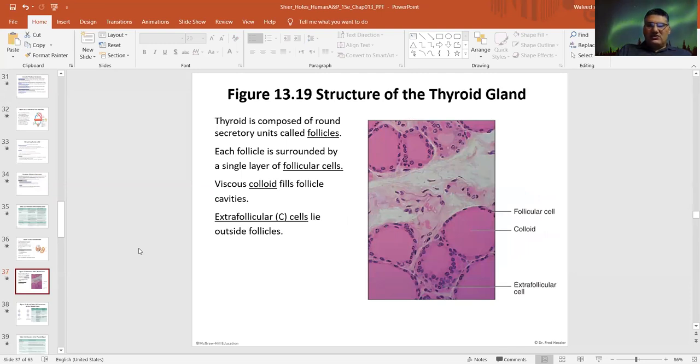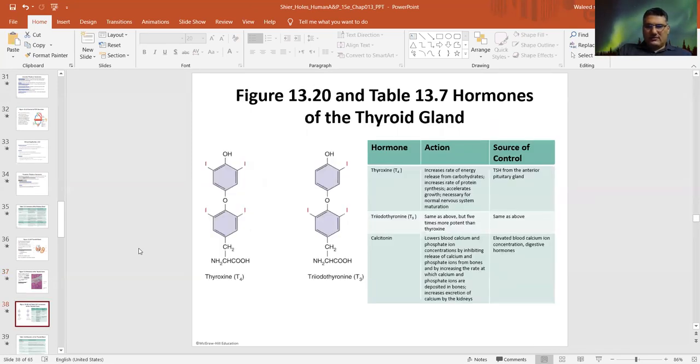What kind of cells secrete each one of those? The cells that secrete calcitonin are called C cells. C is the first letter of calcitonin, which is extrafollicular cells. The follicle cells themselves secrete T3 and T4.